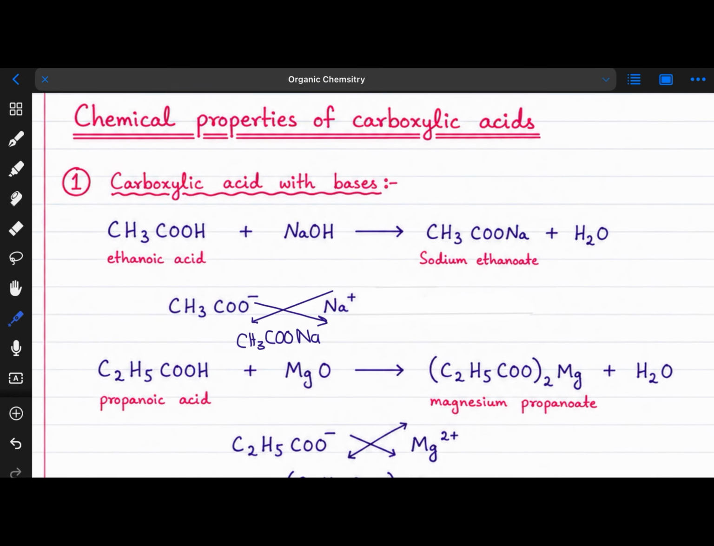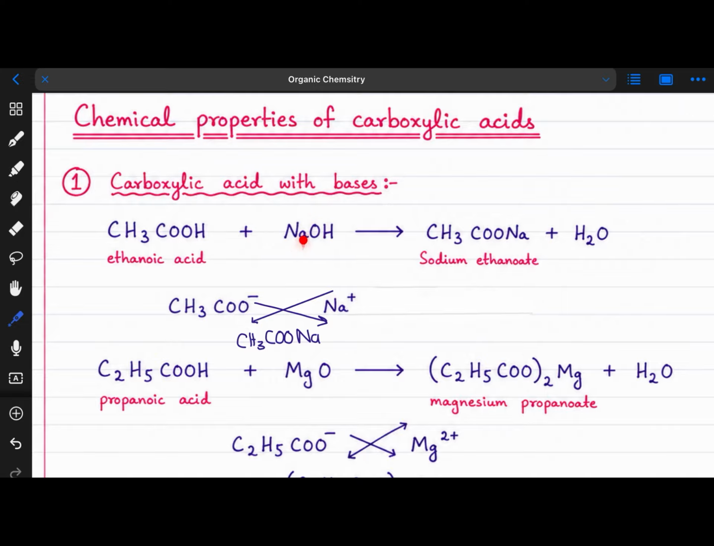Now let's talk about the chemical properties of carboxylic acids. In total, there are 4 chemical properties. We're going to study the whole thing in detail in a later chapter, but for now, let's cover them briefly. The first chemical property is the reaction of carboxylic acid with bases. Here, ethanoic acid reacts with sodium hydroxide to form a salt, sodium ethanoate, and water.